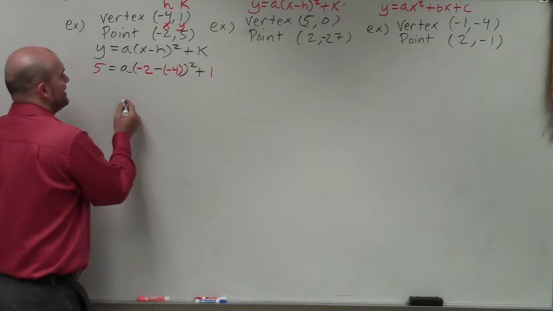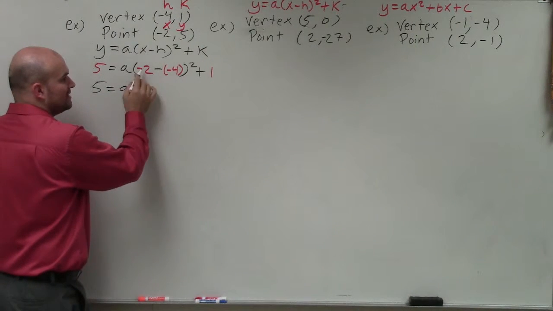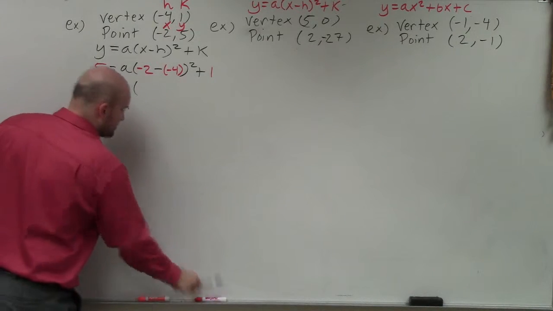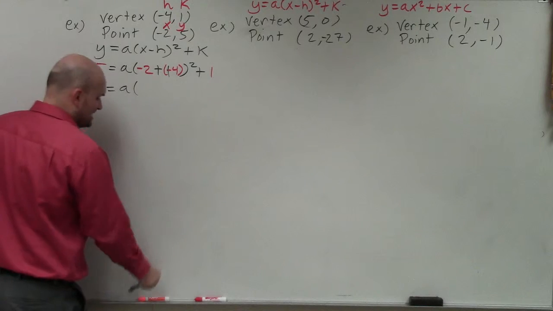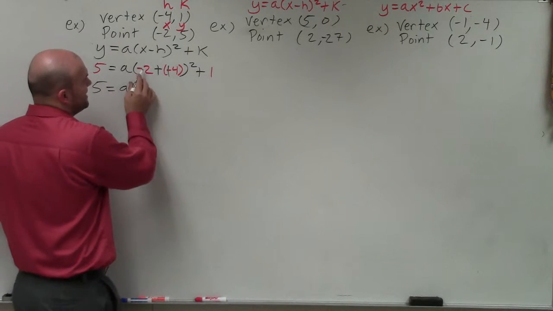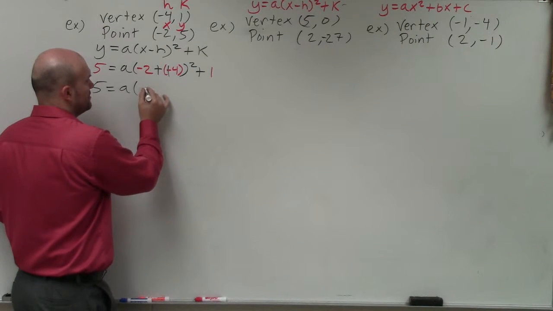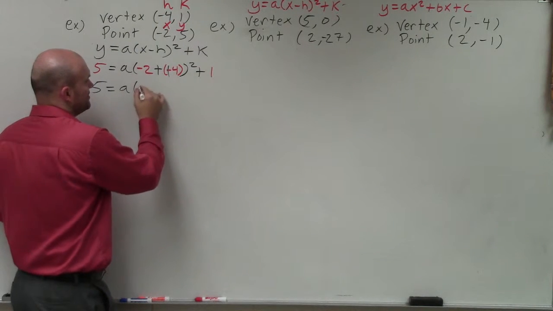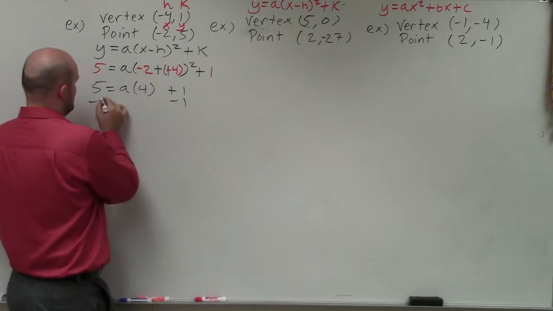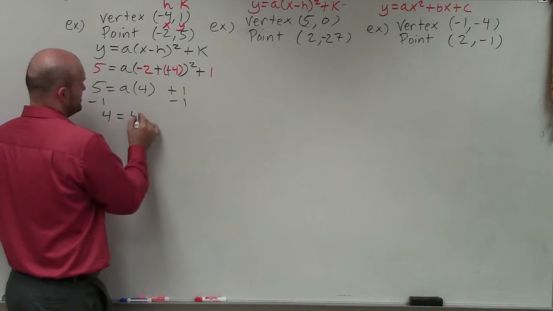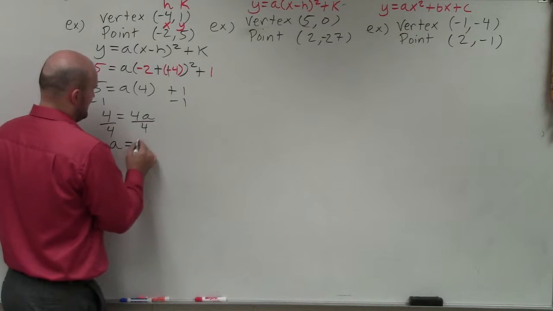So I'm going to simplify here. I have 5 equals a times, now I'm going to do a little work here, negative 2 minus a negative. Remember, minus a negative is the same thing as adding. So basically, I have negative 2 plus 4, which is a positive 2. And 2 squared leaves me with 4, plus 1. Then I'll subtract 1 on both sides, and I'm left with 4 equals 4a. Divide by 4, and a equals 1.